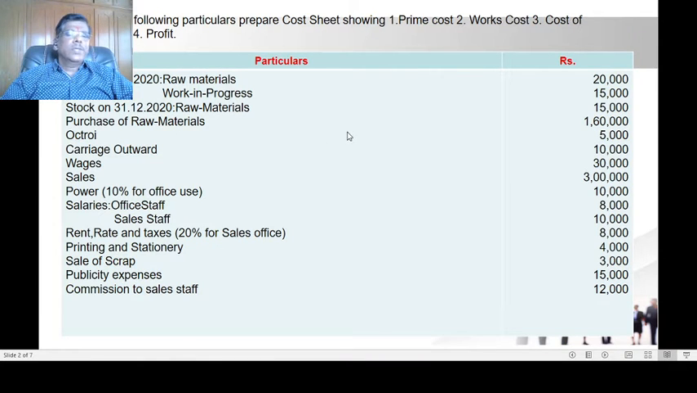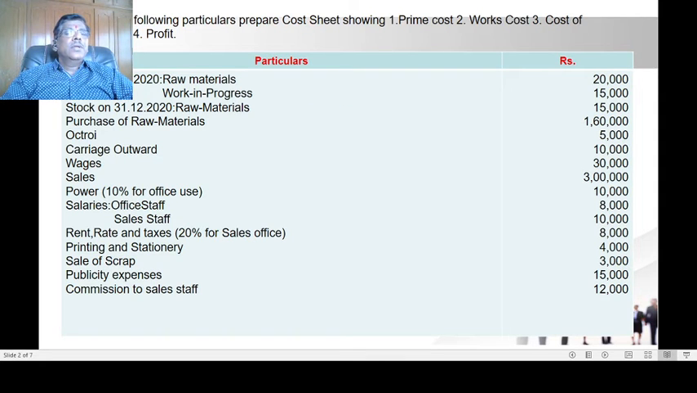Today I'll be discussing some numerical problems on output costing. This is the given problem, then we can prepare prime cost, works cost, cost of production and profit. Then you have to prepare a cost sheet. It consists of prime cost, works cost, cost of production and also profit. This is the given information. Now we can prepare the cost sheet.